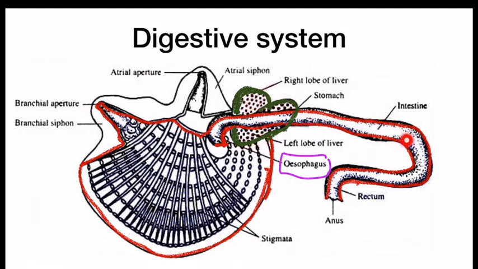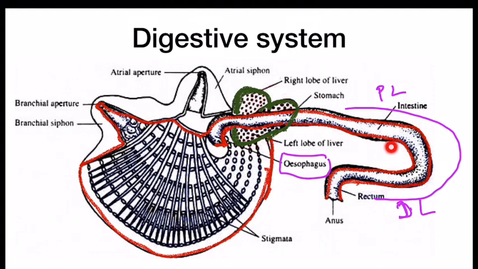Next the stomach opens into the intestine. This intestine is a U-shaped structure. In this intestine we see two limbs. This is the proximal limb and this is the distal limb, and the distal limb of the intestine opens into the rectum. Inside of this intestine loop the left gonad is present. The proximal limb and distal limb are formed because of this U-shaped loop, and inside of this U-shaped loop we observe the left gonad in the internal anatomy of urochordate.